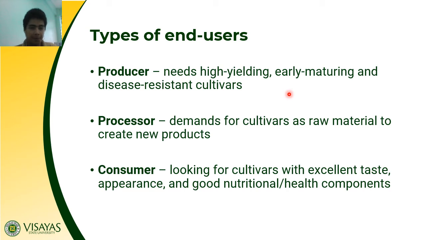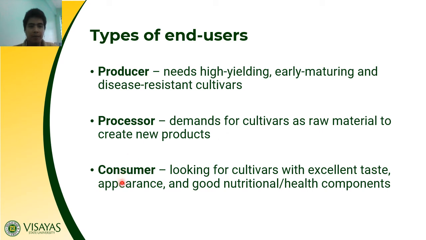increase in profit. Processors, on the other hand, demand cultivars as raw material to create new products. Say, for example, in the pulp or pulp and fiber industry, with abaca, you can breed abaca varieties that can produce higher yield of fiber and also with fiber strength. Or say, for example, in tomato paste, you need to develop a variety of tomato that has paste properties.